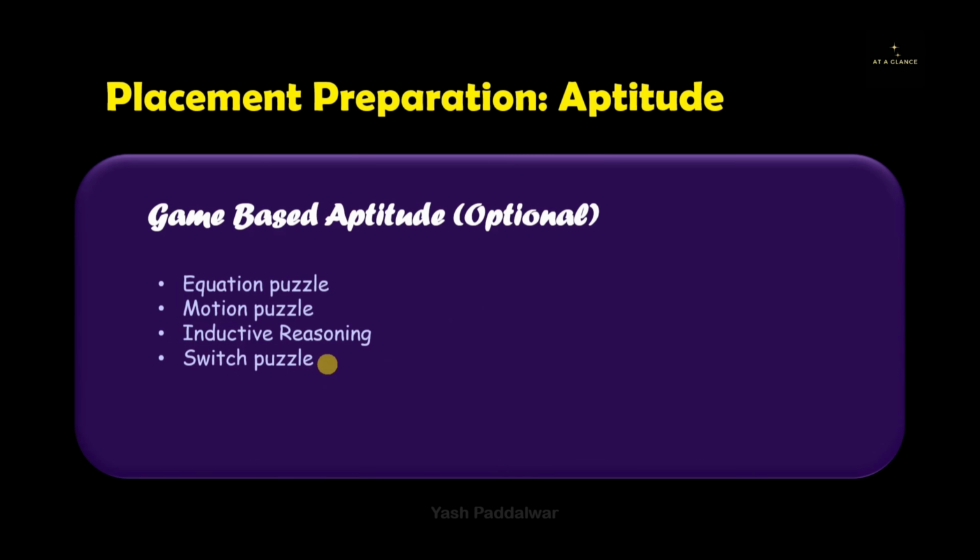Next is the switch puzzle. In this you will be given a list of figures that are provided as an input to this switch, and you will be asked after what kind of rearrangement you will get the desired output. The next topic is based on order questions. So here you will be given a grid of figures, and you will be asked by following which set of rules you will get the desired output. So these are certain topics from the game-based aptitude. No doubt they are important, and also they are widely asked.